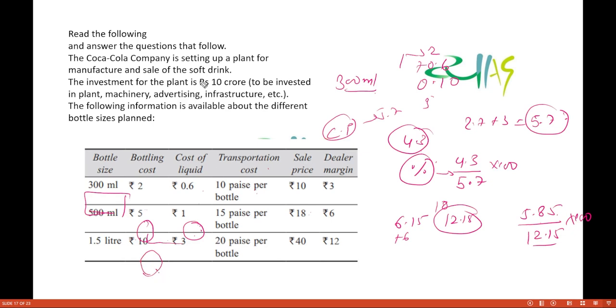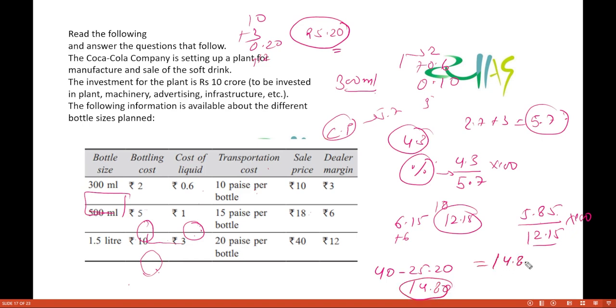And let's talk about this. So we have bottling cost as 10. We have cost of liquid as 3. We have this transportation cost as 0.20. And dealer margin as 12. Okay, so basically 25.20 will be our cost. Okay, so this will come to be how much? We have this profit will come to be how much? 40 minus 25.20. Okay, so this will come to be 14.80 rupees profit, and 14.80 divided by 25.20 will be our profit percent. Okay, will be our profit percent.